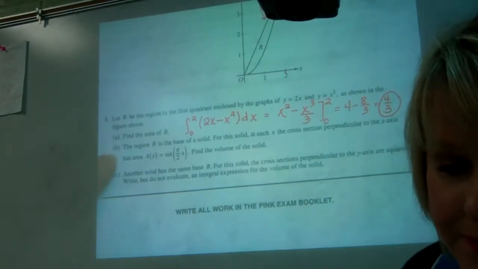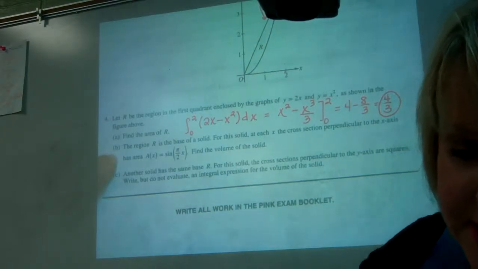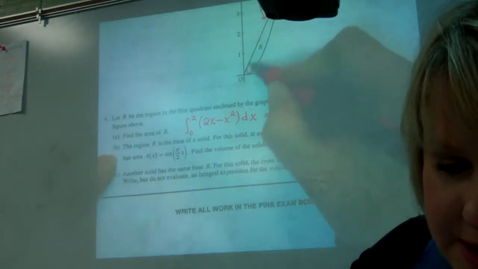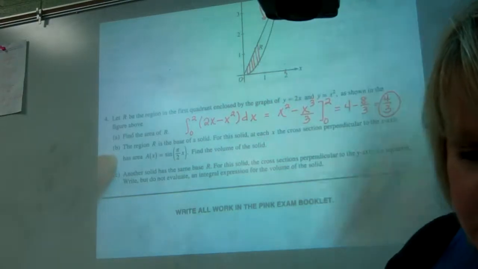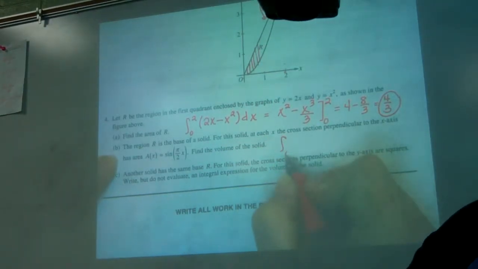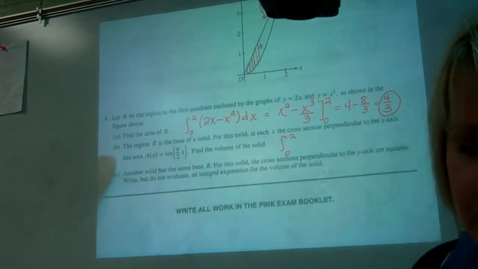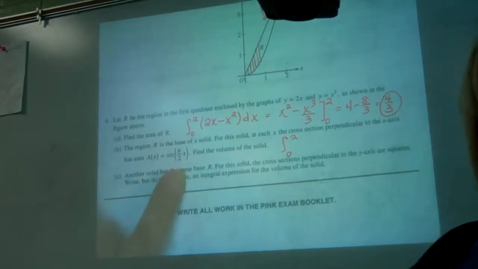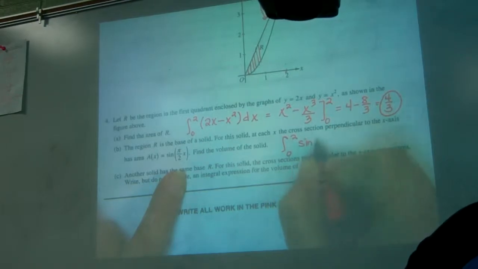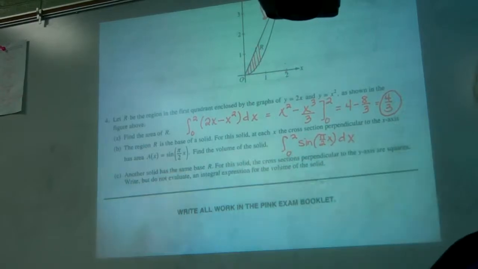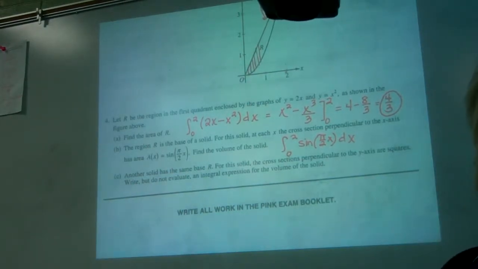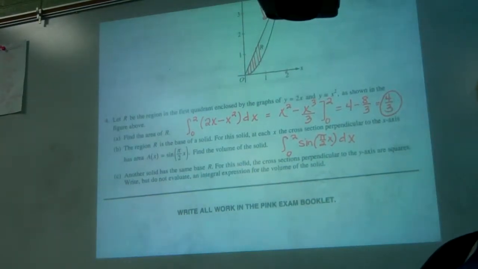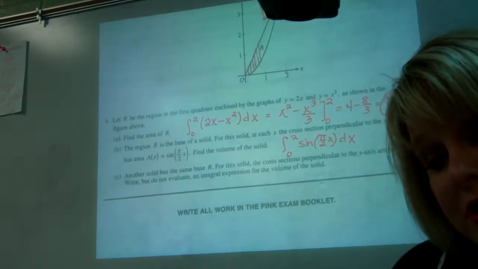So at each x, we're going perpendicular to the x-axis, so we're going this way. So we're going to integrate from 0 to 2 this area formula, the sine of pi over 2 x dx. So the setup is not hard on this one. You just integrate area. What's hard is actually integrating it, because they don't just tell you to set it up. They tell you to integrate it, and so you got trig. And you also have u substitution.